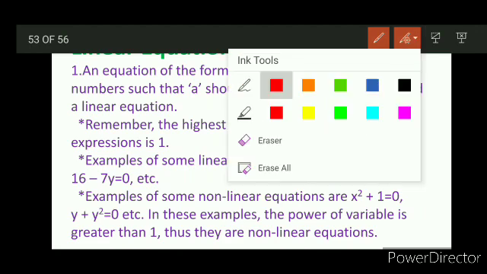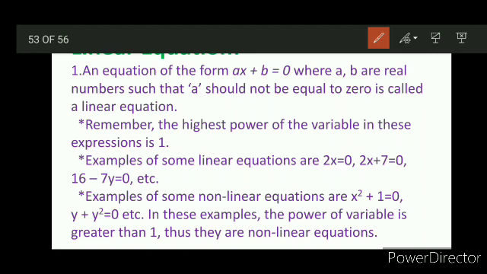That is another condition. Examples of some linear equations are 2x equal to 0, 2x plus 7 equal to 0, 16 minus 7y equal to 0. See, in all these equations we have the variable with power 1. Let's see some examples of non-linear equations. See, x square plus 1 and the others are non-linear equations because the power is 2. In this equation also the variable has power 2. In these examples, the power of the variable is greater than 1, thus they are non-linear equations. Copy down all these points.